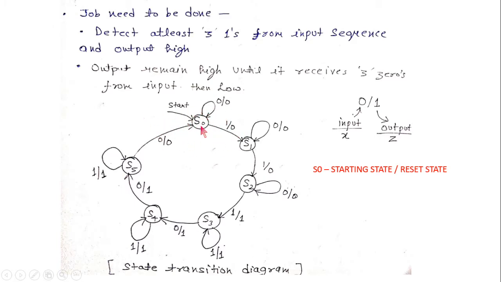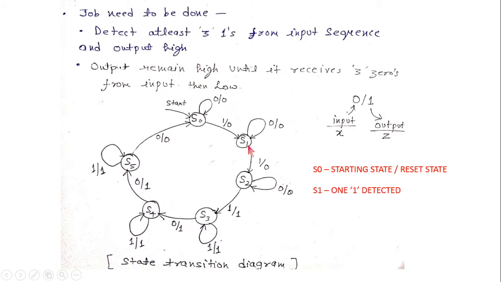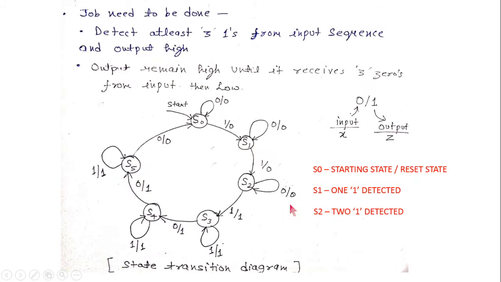Once we get an input of 1, it will go to state 1. What does state 1 represent? State 1 represents that a single 1 is detected. If we get 0 again, it will remain in this state, but when we get input 1, it will go to the next state, S2. What is S2? S2 denotes that 2 ones are detected.